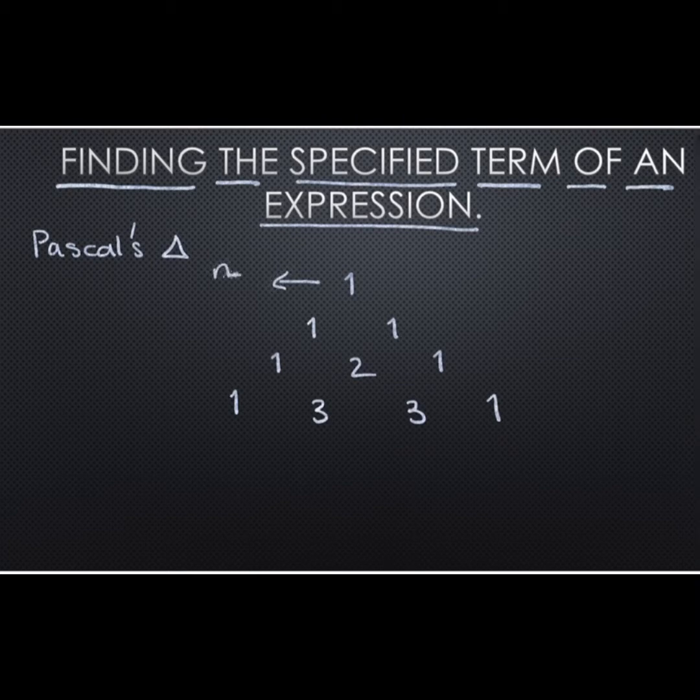First row, n is equal to 0. In the second row, n is equal to 1. Third row, n is equal to 2. And fourth row, n is equal to 3. So it will go on like that.